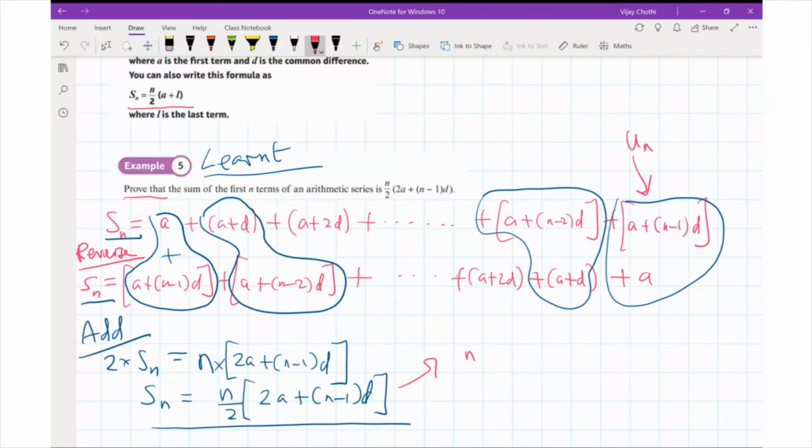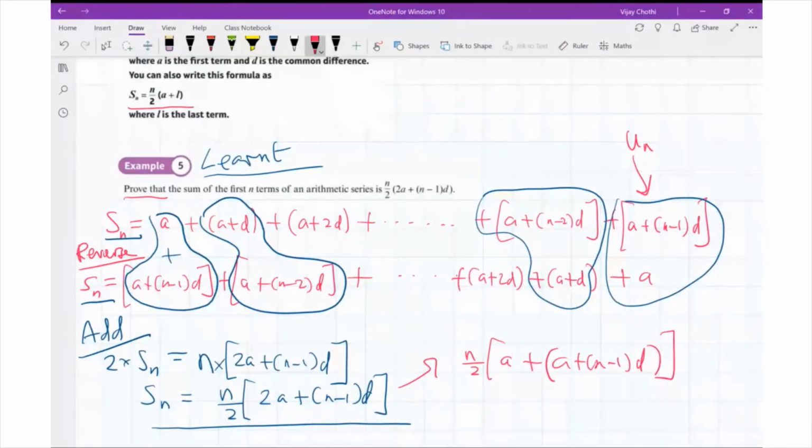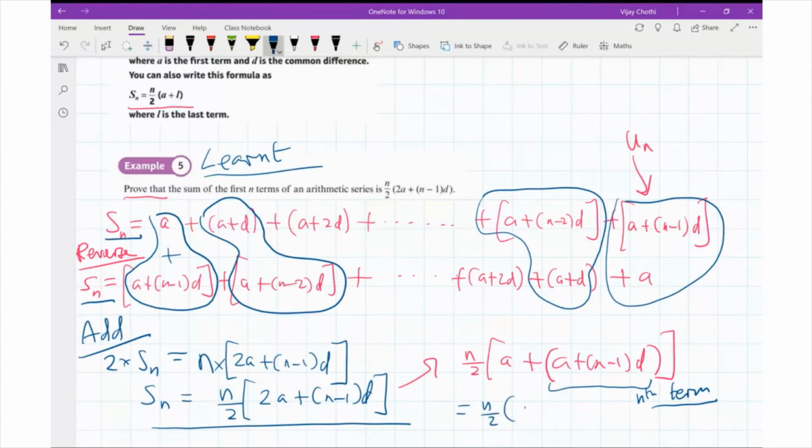You separate it as a plus, split up the 2a. Now this last term over here is the last term. That's the nth term. In other words, that's the last term of the series. So you actually get the other version of the formula, n over 2, a plus l. That's okay if you know the last term. If you don't know the last term, you just need to substitute n, a, and d.